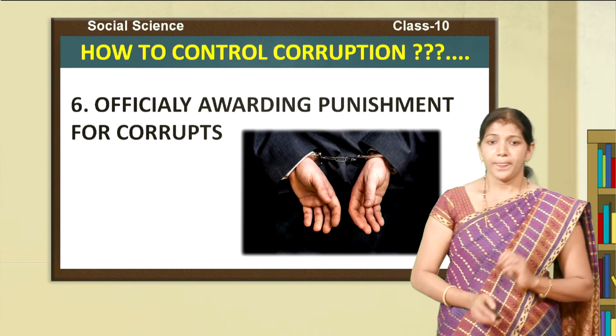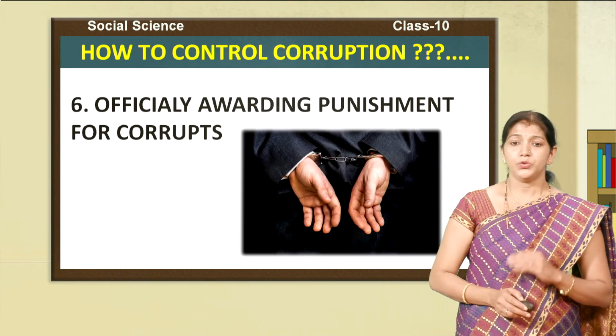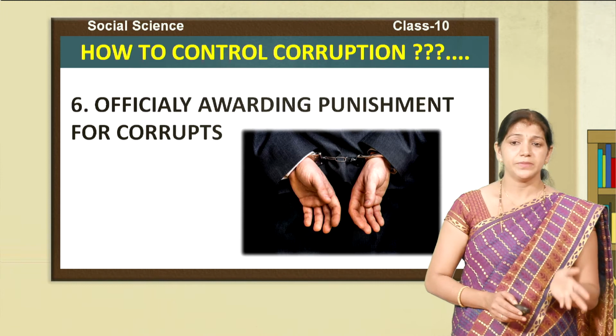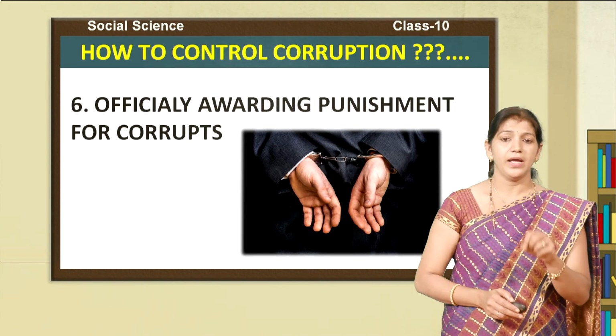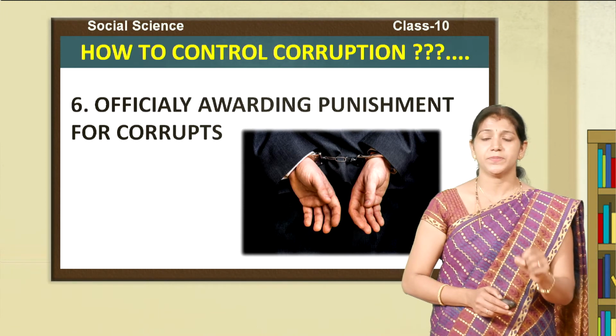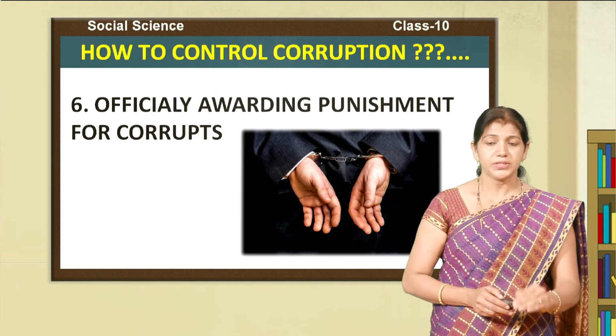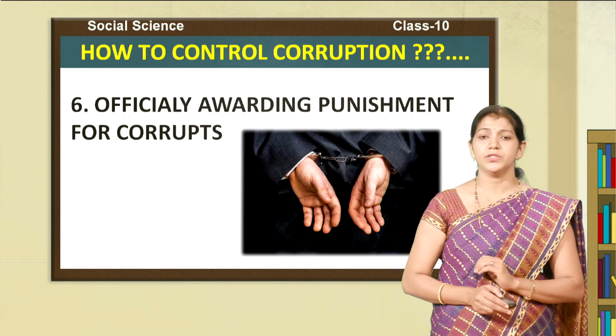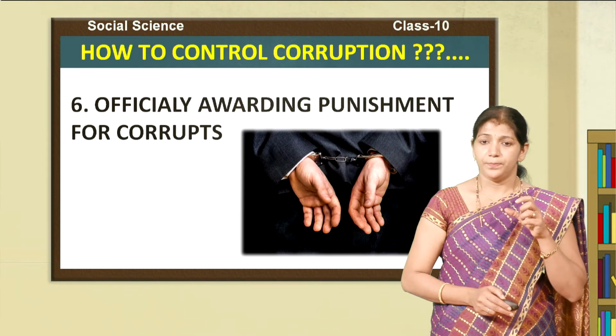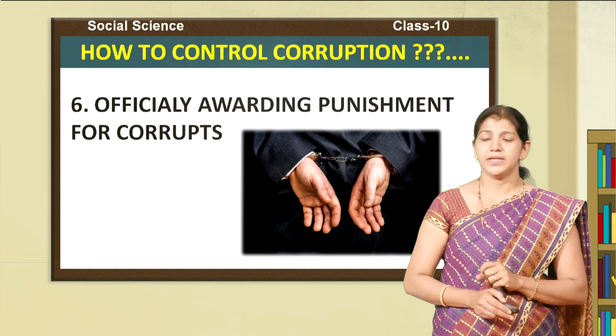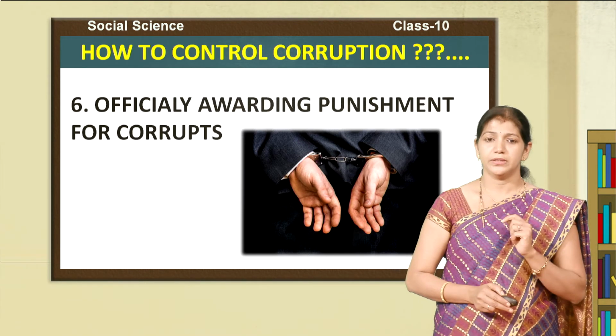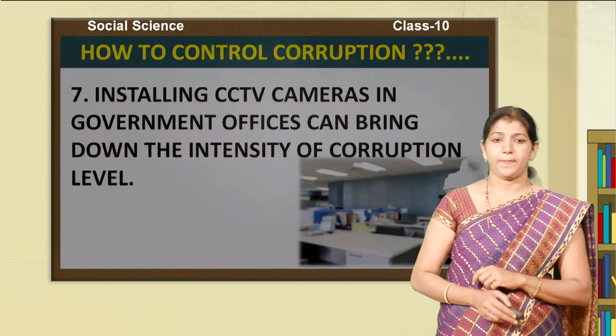Next one is awarding punishment. Those who participate in corruption should be identified and given severe punishment. It should reduce corruption activities in society. So giving severe punishment is also a very important method of controlling corruption.